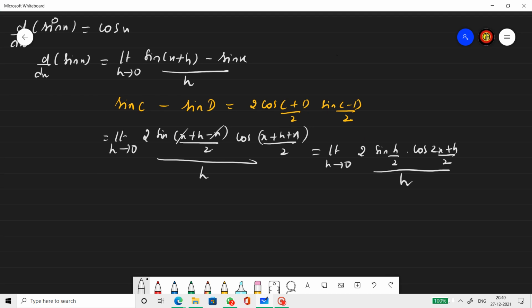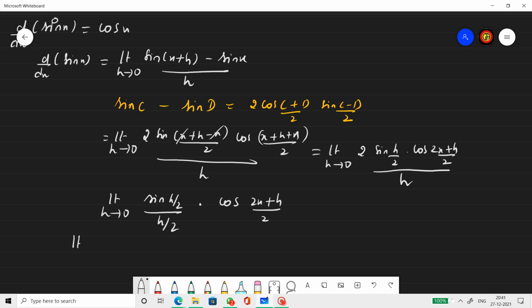Now, this I can write as limit h tending to 0 sin h by 2 by h by 2. So I'm just bringing this 2 down. When I bring this 2 down, it becomes sin h by 2 by h by 2 into cos 2x plus h by 2 by h. Now, h is already separated there, so there is no h here.